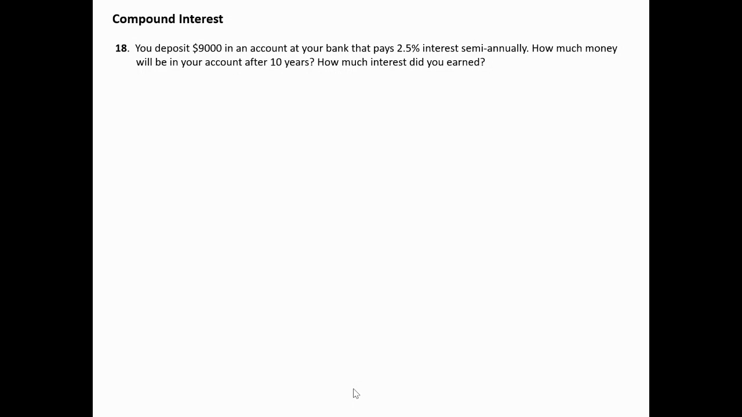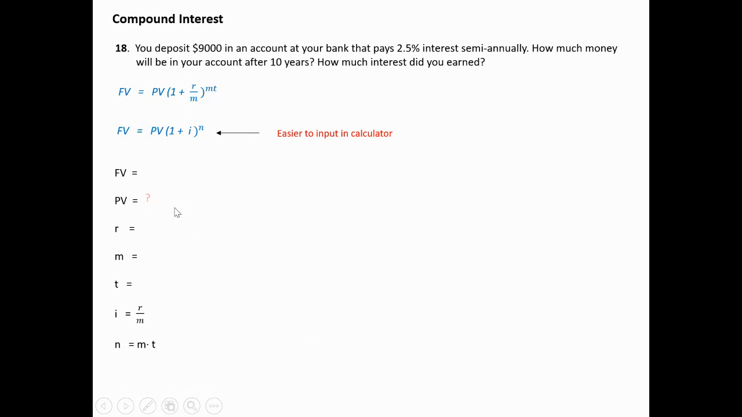Okay, let's find out. So there's my formula, but we're going to use the other formula instead. The future value equals PV times (1 plus I) to the nth power. The second formula is easier to input in the calculator, because when you have division and multiplication, at times students make mistakes. So we're looking for the future value, because we want to see how much money will be there in 10 years.